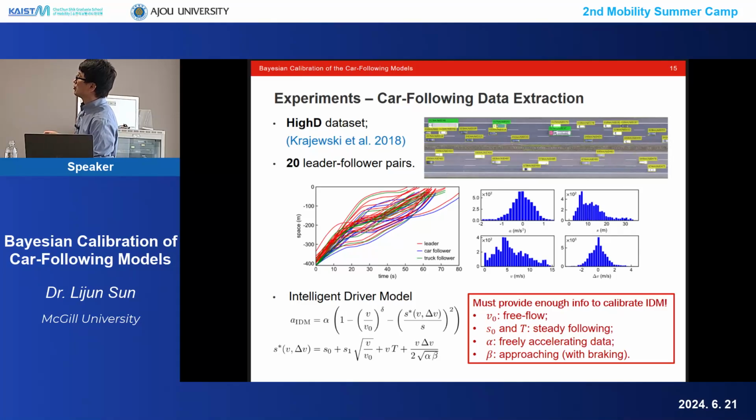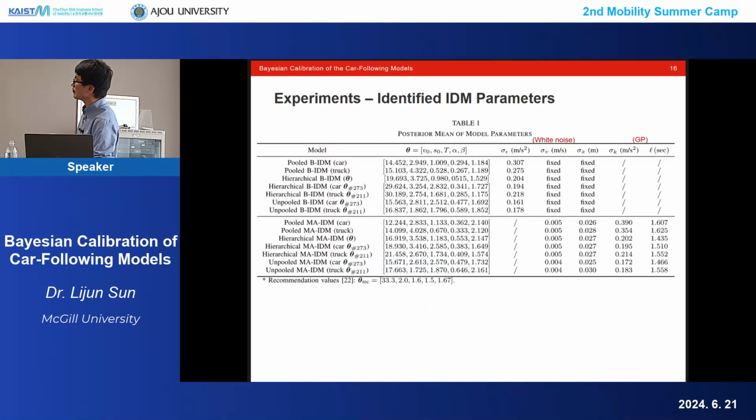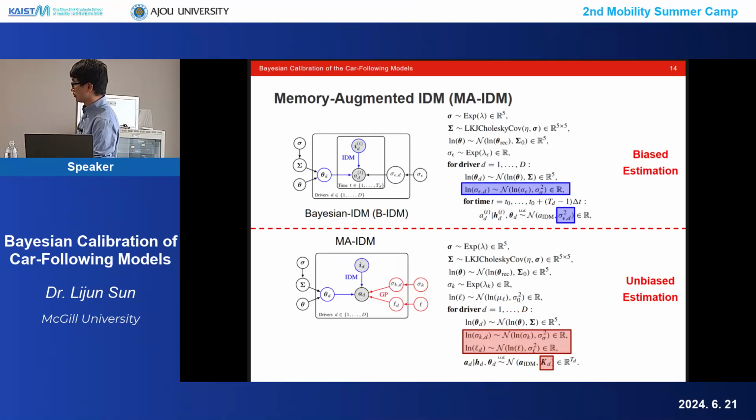And let's get into the experiment. In this case, we did an experiment using the HighD dataset. We collected some car-following pairs. And the calibration procedure, as I said, just follows this Bayesian hierarchical model.